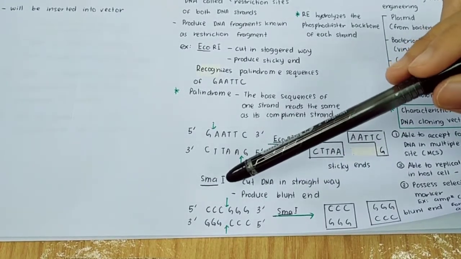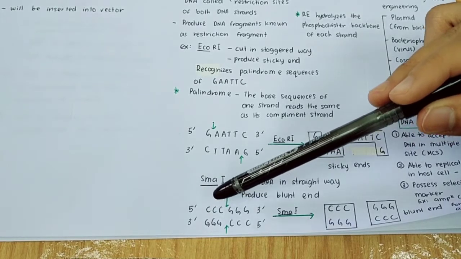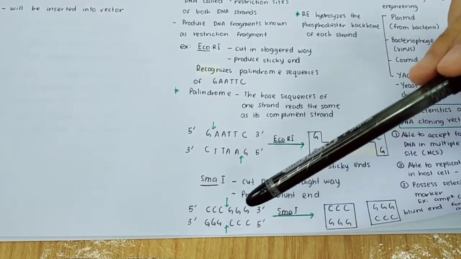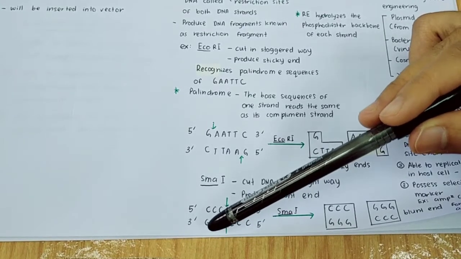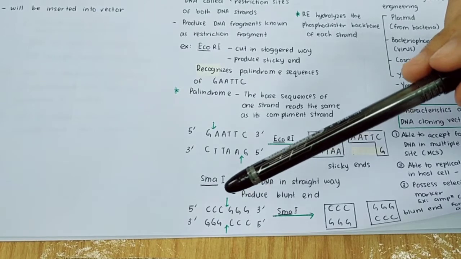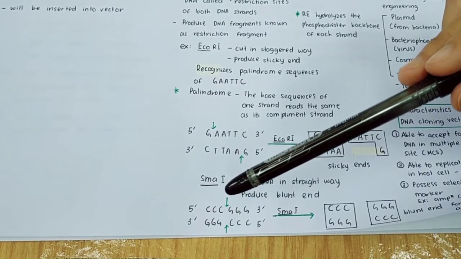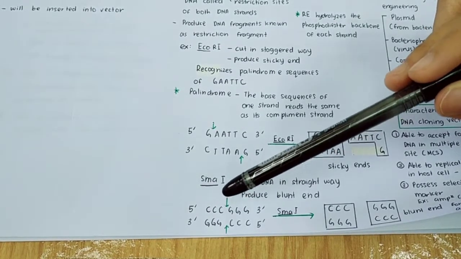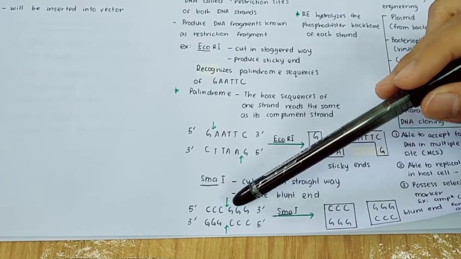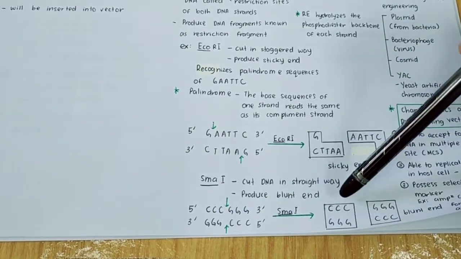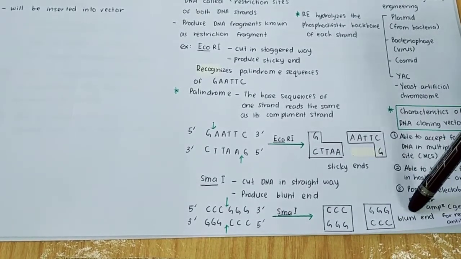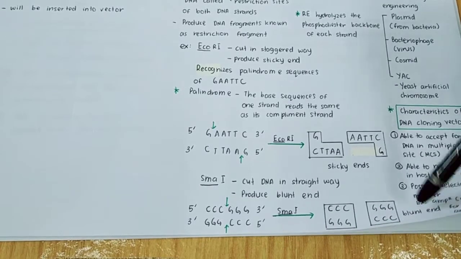So for SMA1, it will recognize the sequence CCCGGG. Same as the second strand pun sama, CCCGGG. So for SMA1, it will recognize this sequence and then it will cut in between bases C and also G in both strand. So bila dia cut di tengah-tengah sini, so it will produce this fragment. So kalau awak tengok dekat sini, dia cut in straight way. So this one yang kita panggil sebagai blunt end.